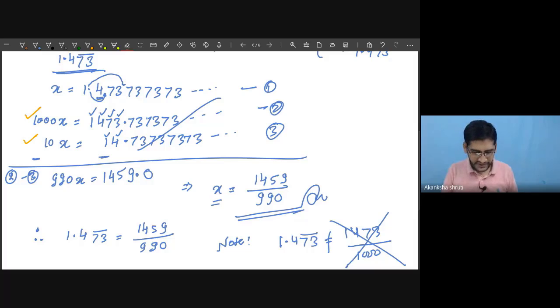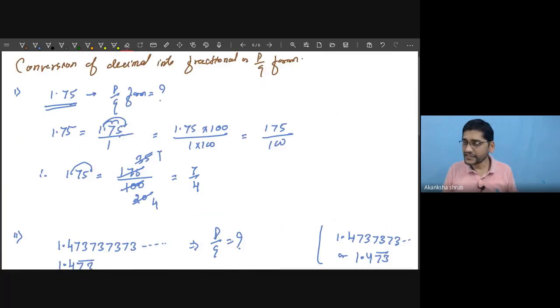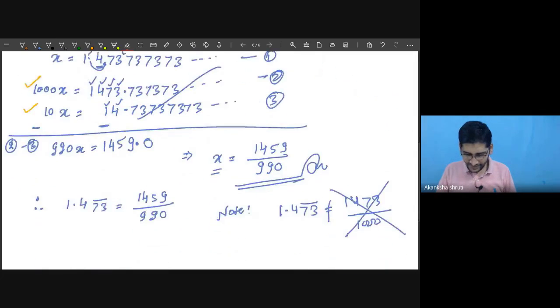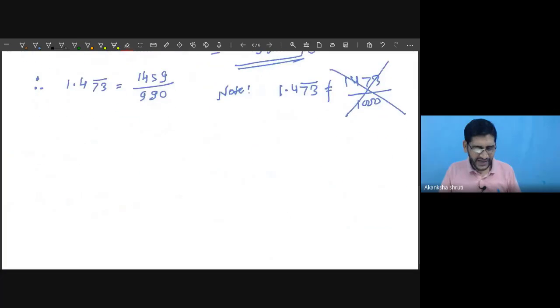So be careful. This is the method of converting decimal into fraction and fraction into decimal. How to convert fraction into decimal? Just by simple division. That's all. So this way, rational and irrational numbers you have to identify. The other thing is to identify rational and irrational numbers between two numbers.